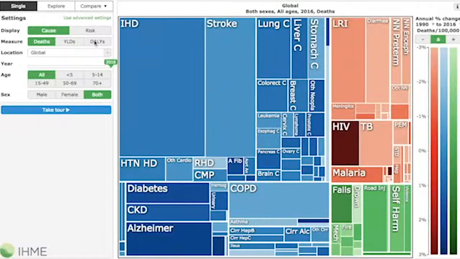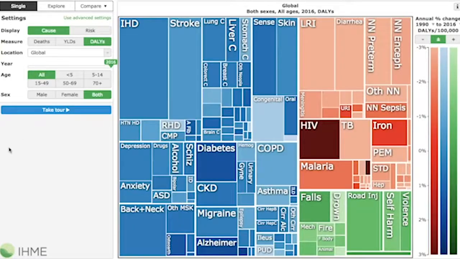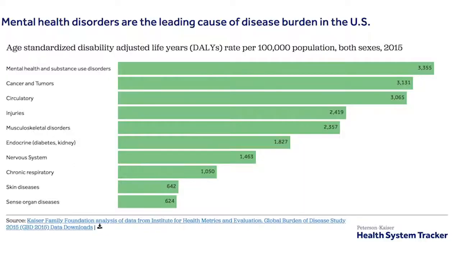While global causes of death look like this, global disease burden measured in terms of DALYs looks like this. Illnesses like malaria and diarrhea and pneumonia become much more prominent because they disproportionately affect younger people. One of the biggest shifts you see when you measure health in DALYs is in mental health. In fact, mental illness and substance use disorders become the single biggest category of disease burden in the United States.